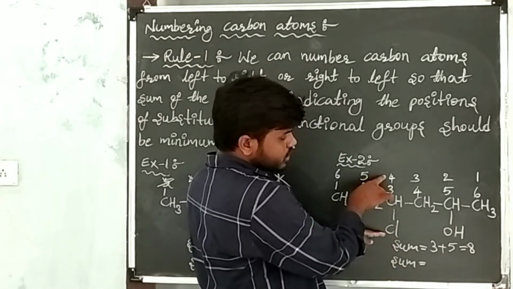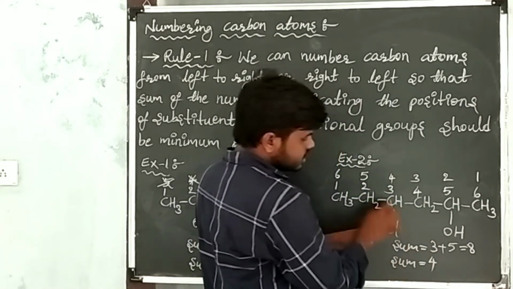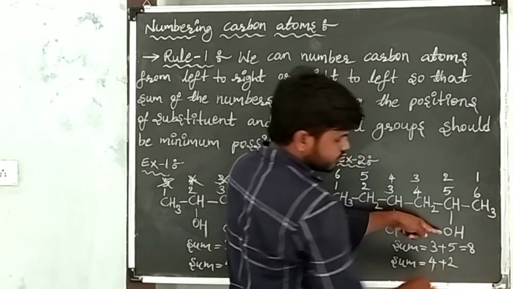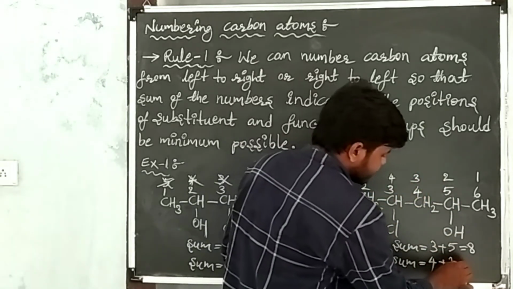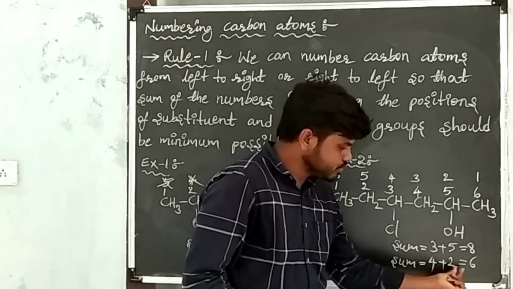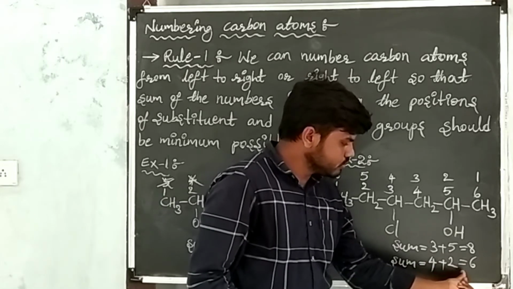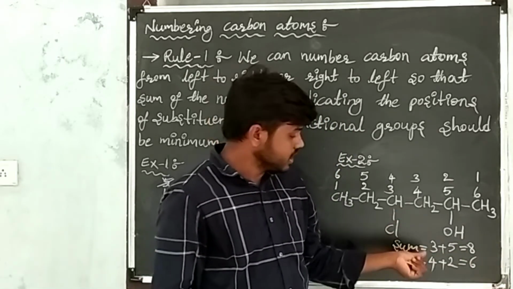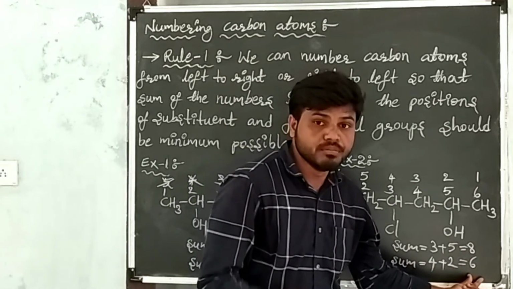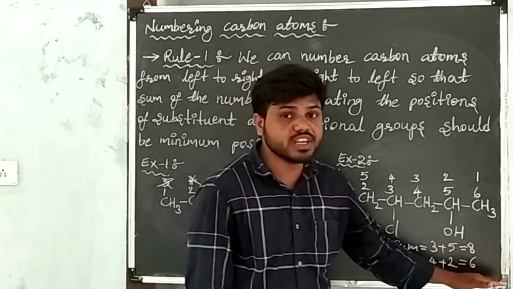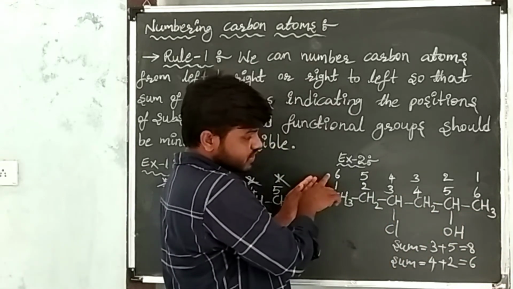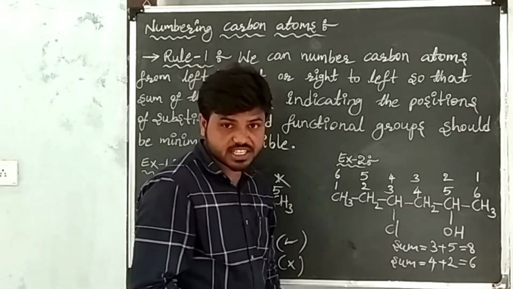Position of chlorine is fourth carbon, plus position of alcohol, second carbon. 4 plus 2 is 6. If you compare the two cases, in the second case we are getting the minimum value, right? So the first case is wrong, the second case is correct.